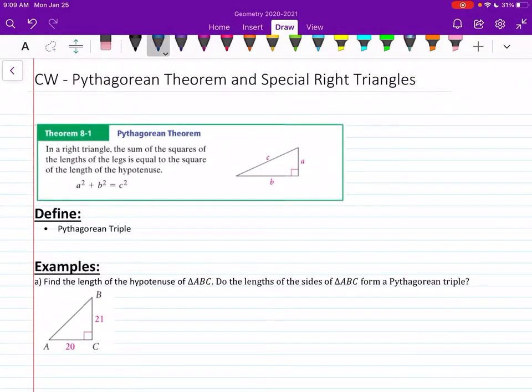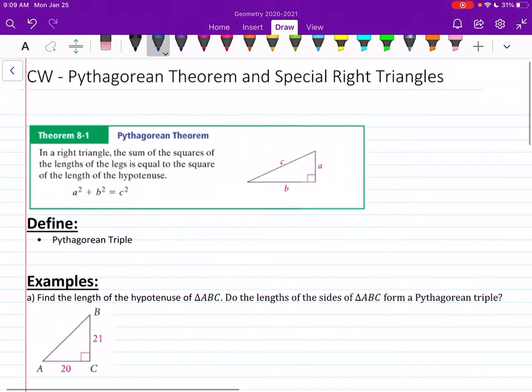Good morning. Today's lesson we're talking about the Pythagorean theorem and special right triangles. So let's refresh your memory on what the Pythagorean theorem is. I don't know if you've all seen this in Algebra 1 or not, but the Pythagorean theorem is when you have a right triangle, it says that the sum of the squares of the lengths of the legs are equal to the square of the length of the hypotenuse.